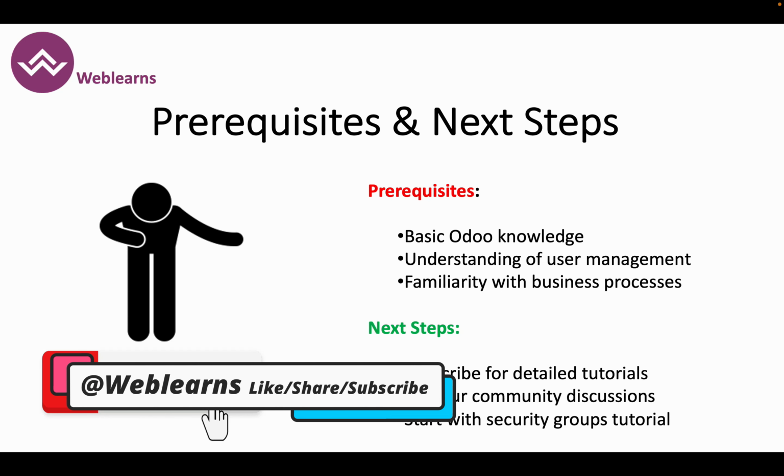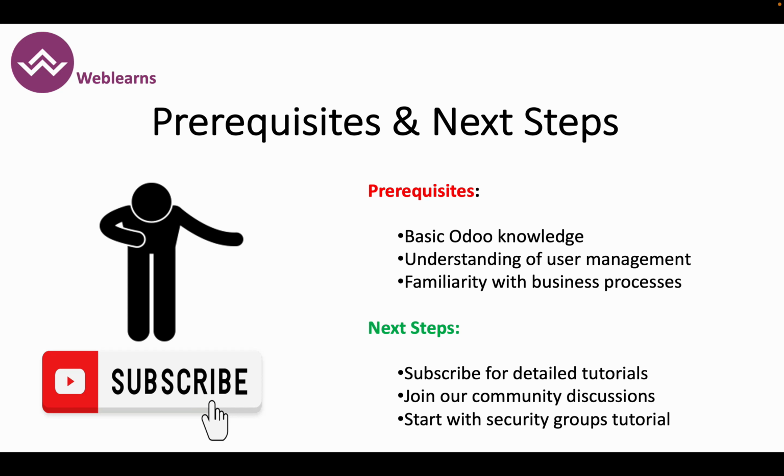Finally, let's talk about what you need to succeed in this series and your next step. Prerequisites are pretty straightforward. You should have basic coding knowledge, understand general user management concepts, and be familiar with business processes. Security ultimately serves business needs. Don't worry if you are not an expert. We will explain everything as we go.